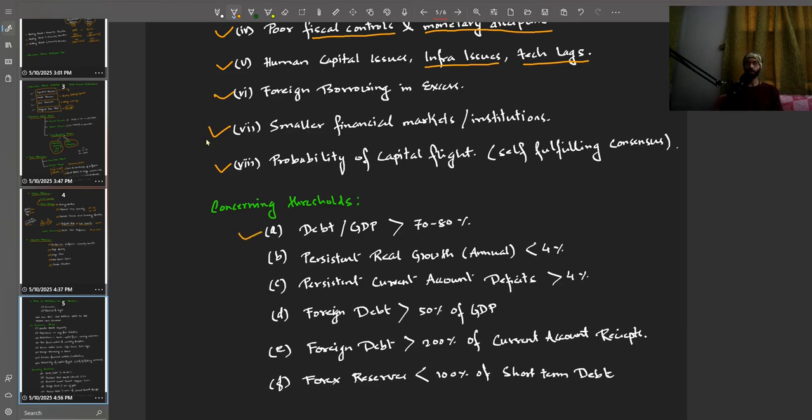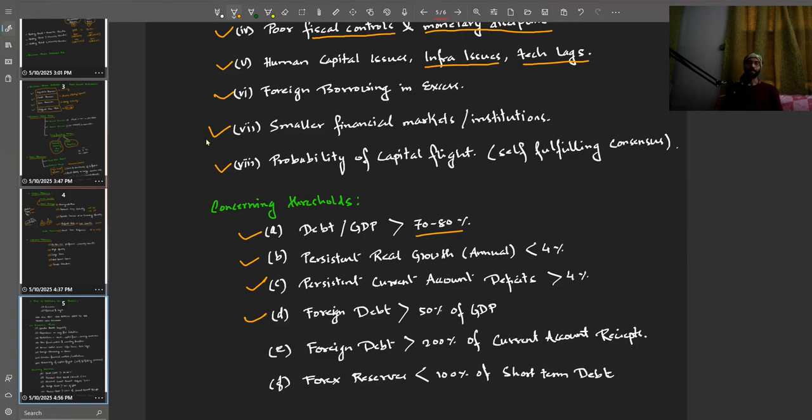So first is debt to GDP ratio. Debt to GDP ratio should not be more than 70 to 80%. For a developed country, it can be more, it can be 90, 100 or even more in percentage. But for an emerging market nation, it should be 70 to 80% at max. Then persistent real growth should not be less than 4%. This is another concern. Persistent real growth has to be more than 4%. Third factor of concern is persistent current account deficits of greater than 4%. This is also something you do not want. Current account deficit should be less than 4%.